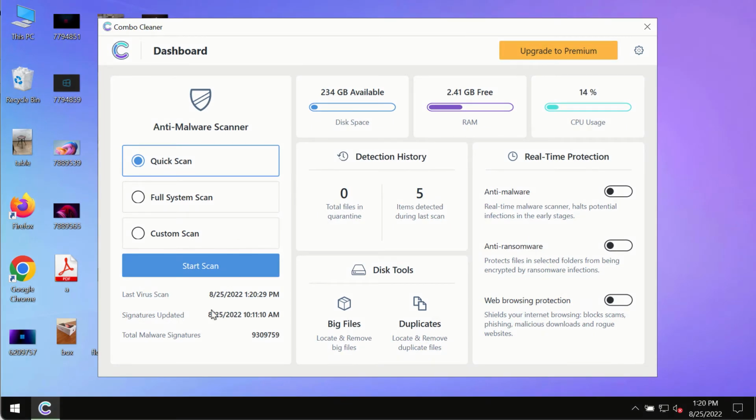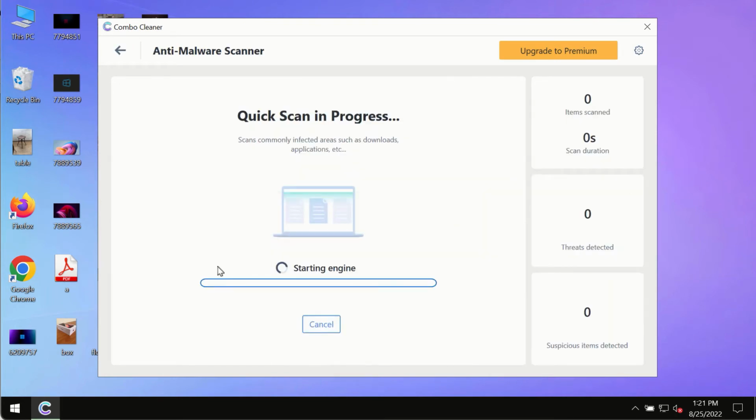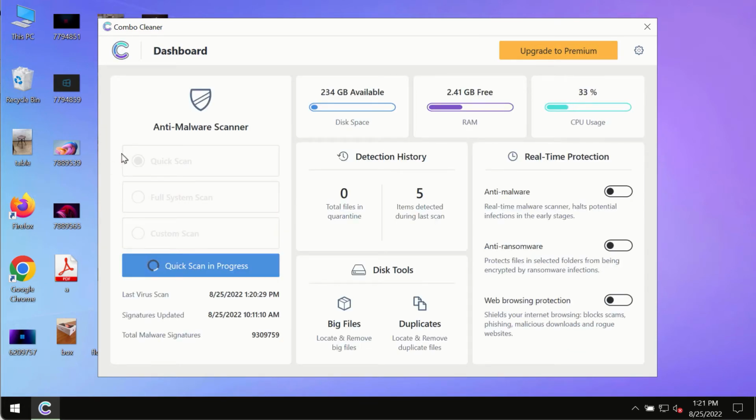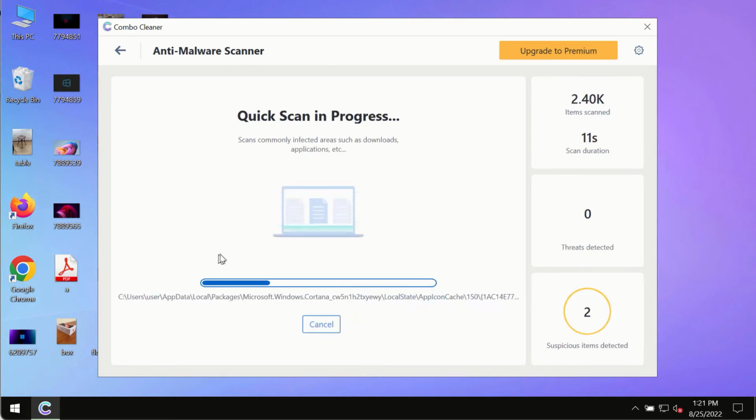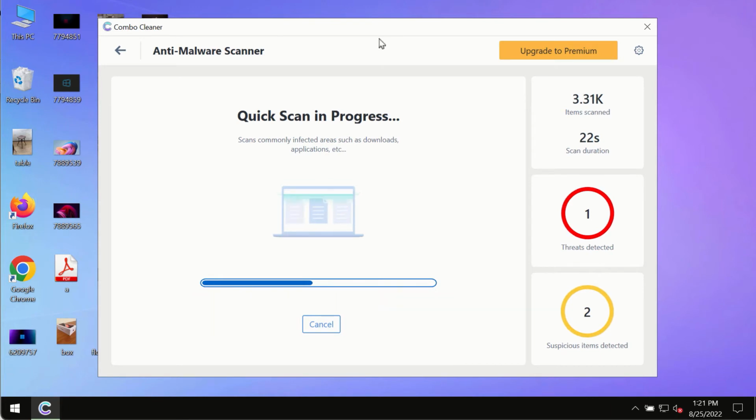After you have successfully downloaded and installed Combo Cleaner Antivirus, make sure you click on the Start Scan button. Initially, the program is in trial mode, so only the quick scan option is available so far. The program will most likely first update its anti-malware database, and of course this is crucial for proper detection and removal of any malware, ransomware, adware or other infections.